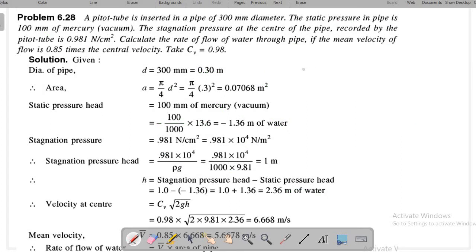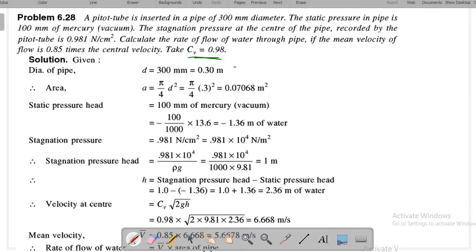And let us see one more. A pitot tube is inserted in a pipe of 300 mm diameter. Static pressure in the pipe is 100 mm of mercury, vacuum. The stagnation pressure at center of pipe recorded by the pitot tube is 0.981 Newton per centimeter square. Calculate the rate of flow of water through the pipe if the mean velocity of flow is 0.85 times the central velocity. Take Cv equal to 0.98.